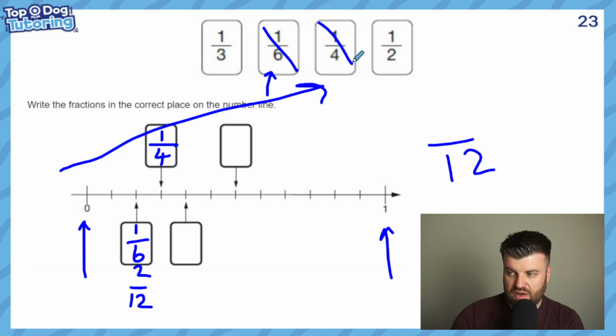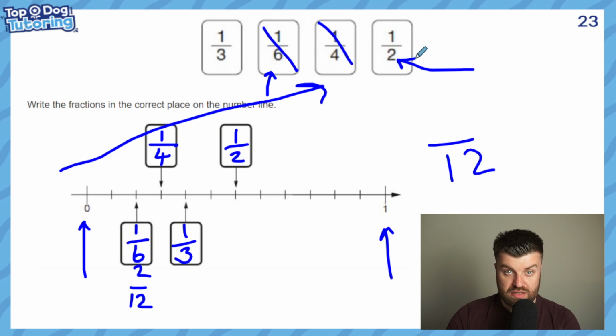So we've done 6, we've done quarter. What's the next smallest? 1/3 or 1/2? Well, if you have a really solid understanding of fractions, you would know it's 1/3. And then 1/2 is the largest of all of these. The reason being, it's a trick really, because lots of children, again, look at 2 and think that's the lowest. 2 is lower than 4 and 6 and 3, so it must be the lowest fraction. No, in fractions, it's the other way around.